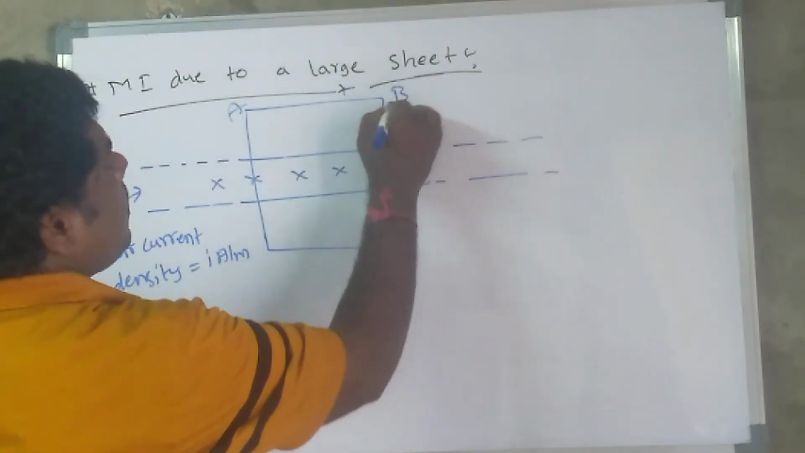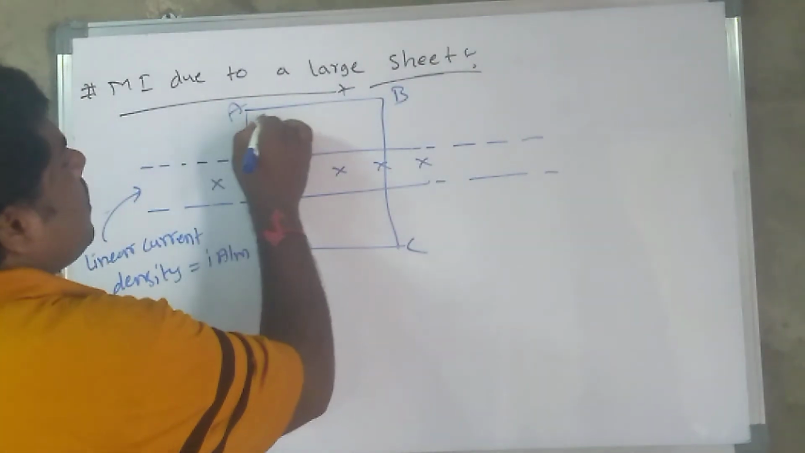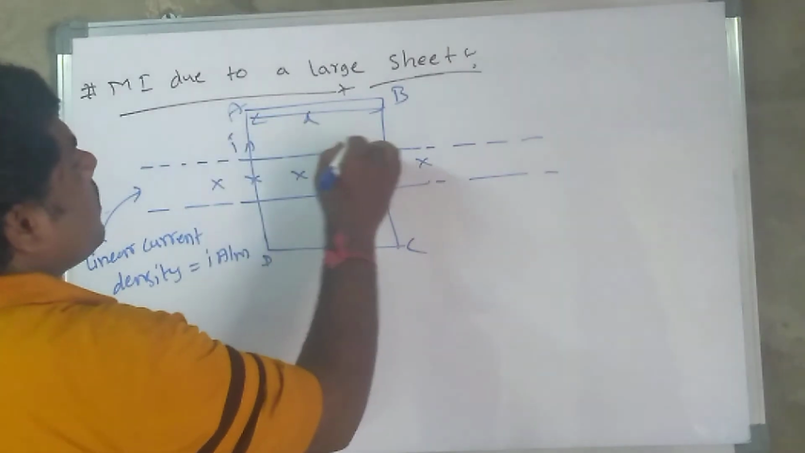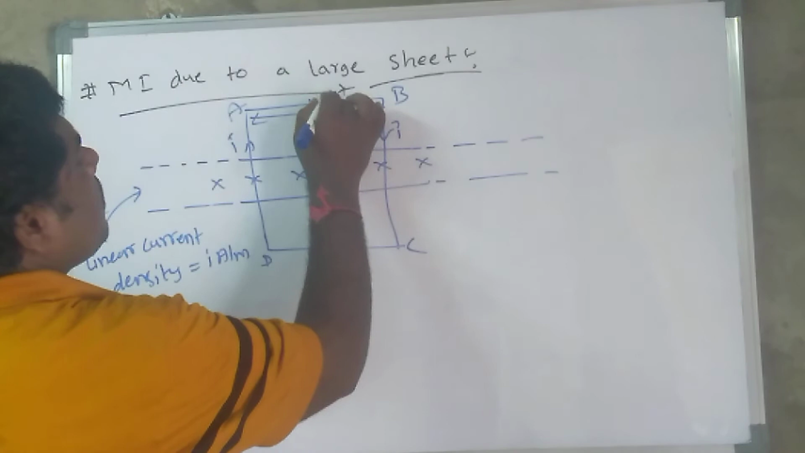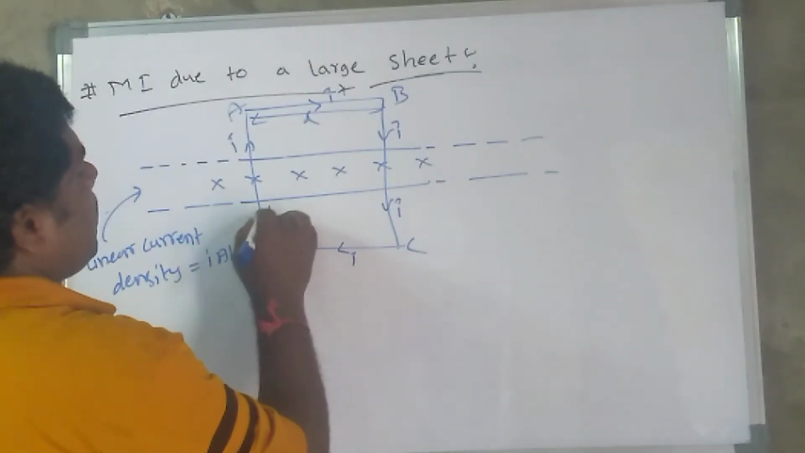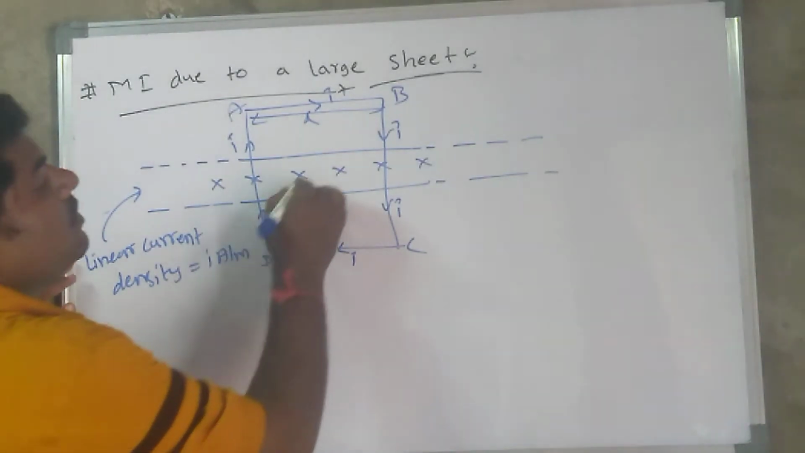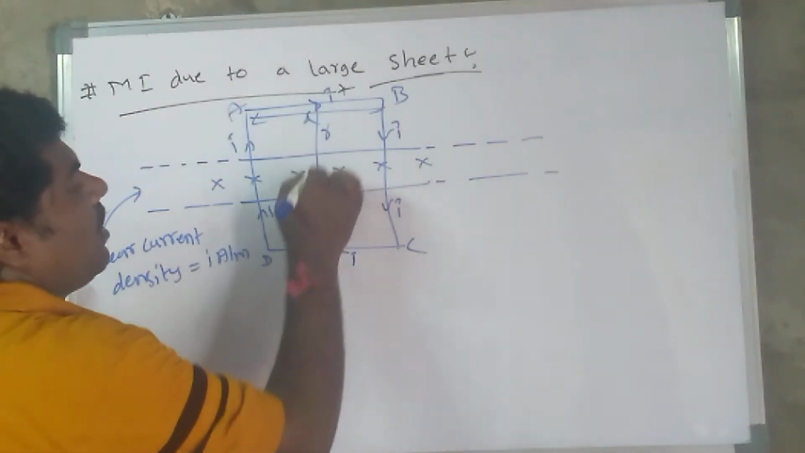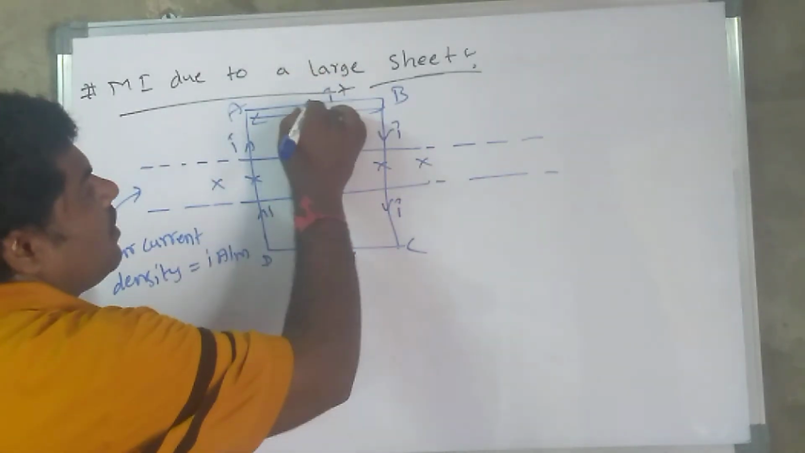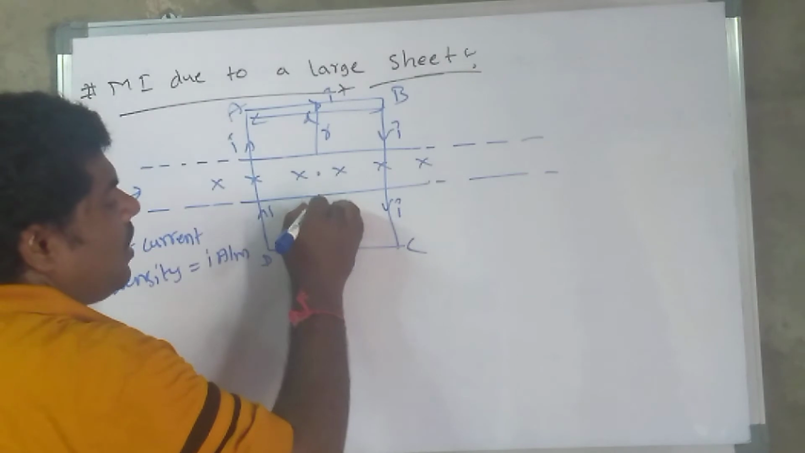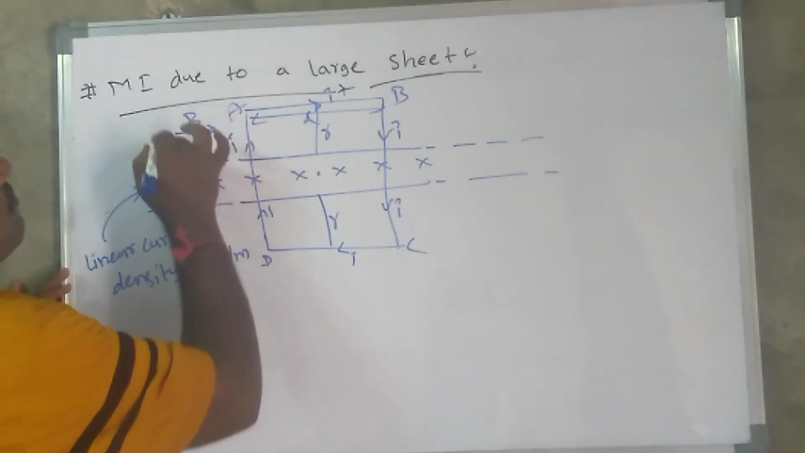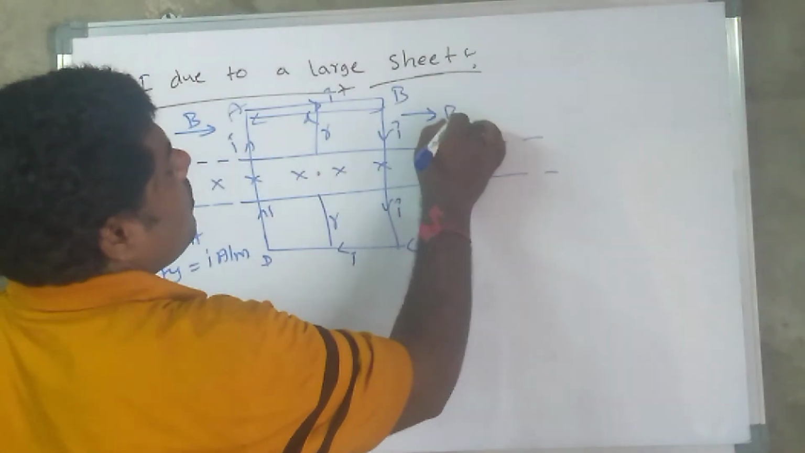A, B, C, D. This value is nothing but X. Here the current is considered I, and throughout this, the current I is in the clockwise direction. Here the center point to this point distance is R, and the perpendicular length from the sheet to AB is R, and this one also R. Here is the direction of the magnetic field, and here also the magnetic field direction.